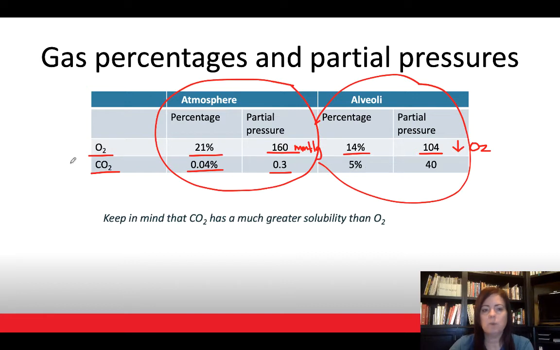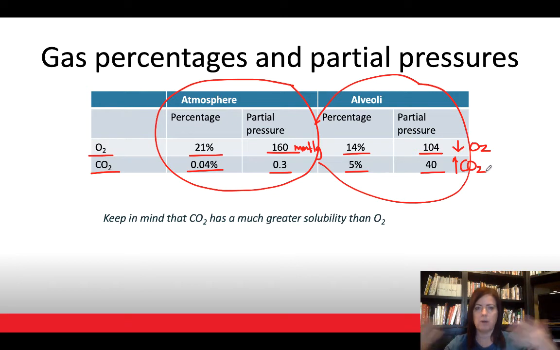Let's look and see what happens to carbon dioxide as we travel to the alveoli. Carbon dioxide has now increased in concentration, so it now accounts for 5% of the air down there, and its partial pressure has increased to 40. So our carbon dioxide has actually increased because we're going to be expiring it from our body. So that's what we see.